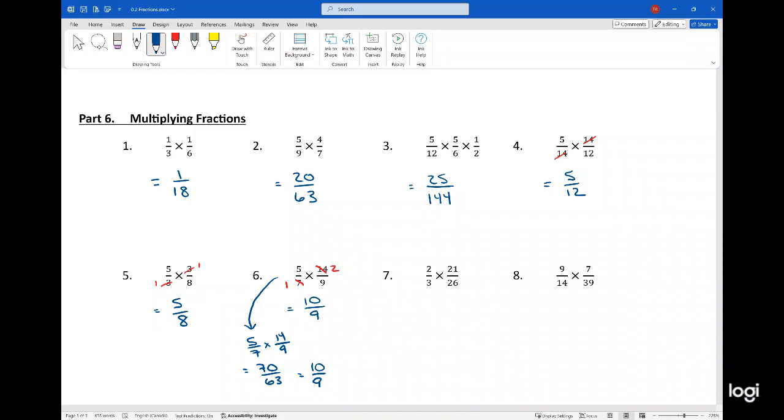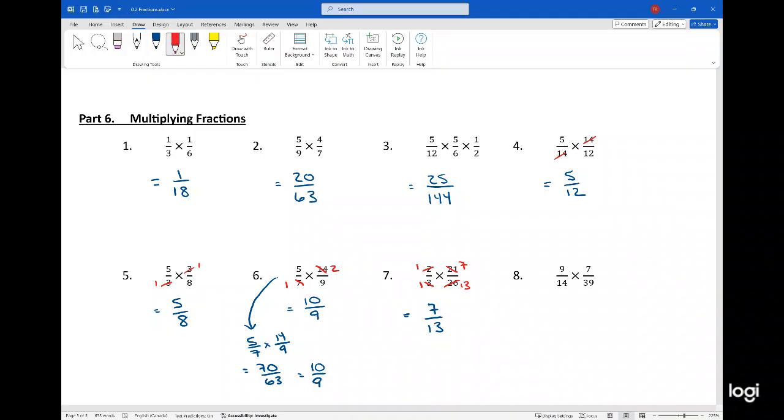Okay, 2/3 times 21 over 26. Similar trick here. I could divide this by 3, and I could divide this by 3 to get 7. I can actually do the same thing with the 2 and the 26. 2 is divisible by 2. 26 divided by 2 is 13. And now that leaves me with 1 times 7 is 7. And 1 times 13 is 13 on the bottom.